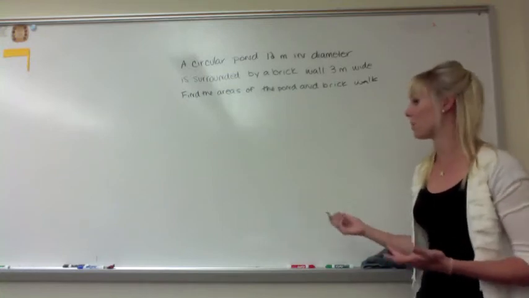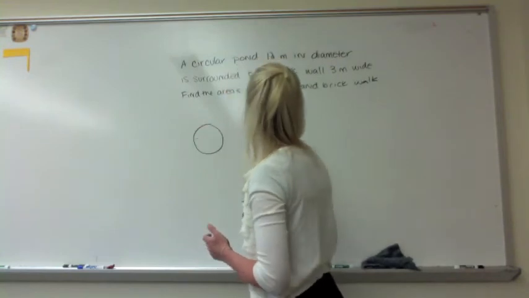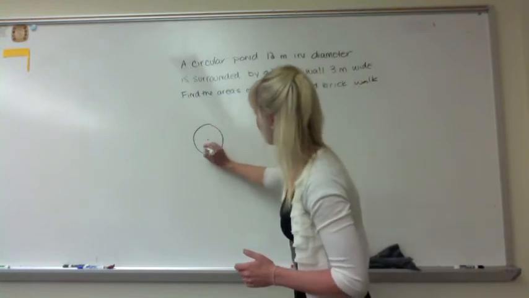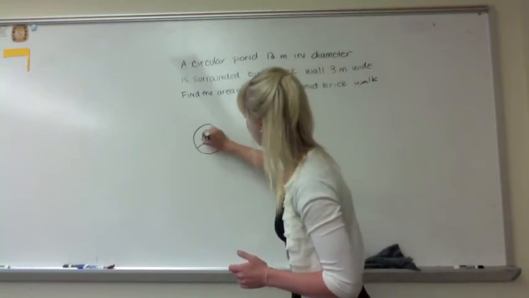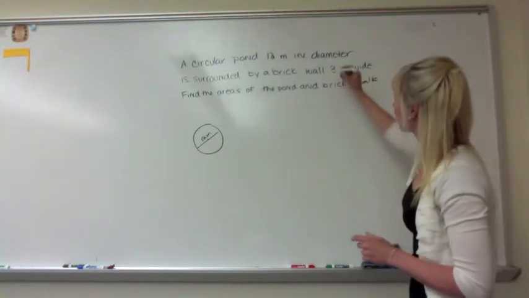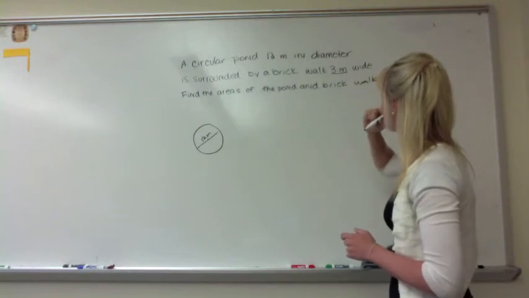So we have a circular pond. Here is my pond, okay? And it's 12 meters in diameter. So the diameter of this pond is 12 meters. And it's surrounded by a brick walk that's 3 meters wide.